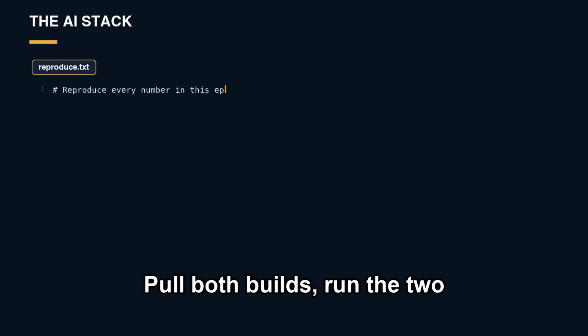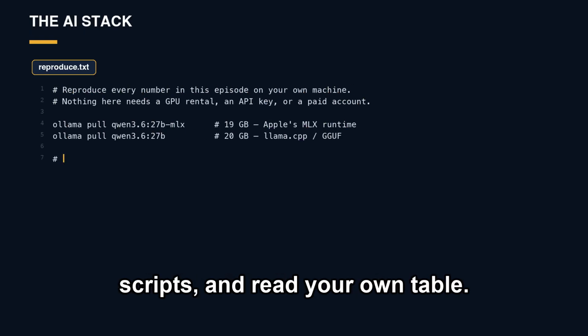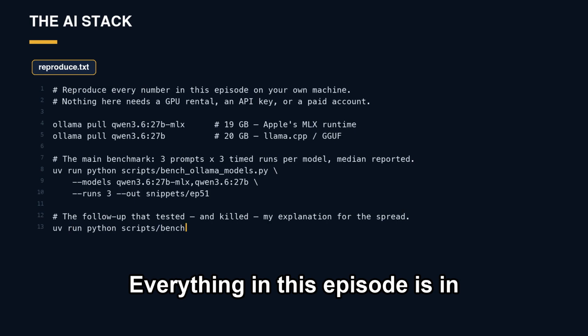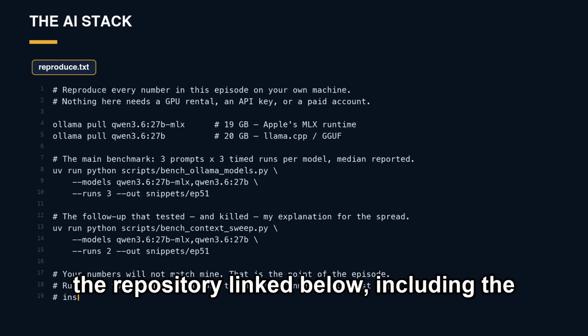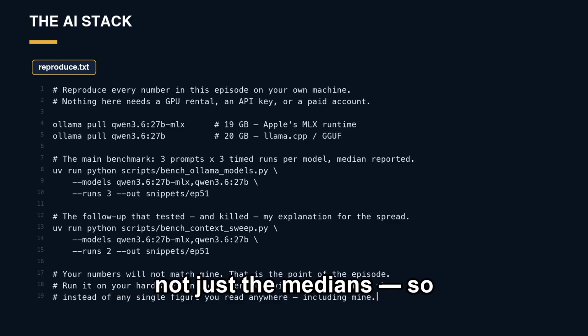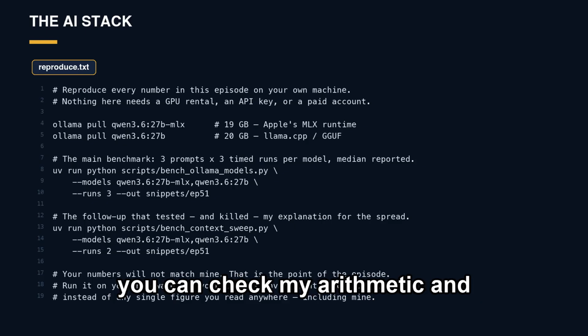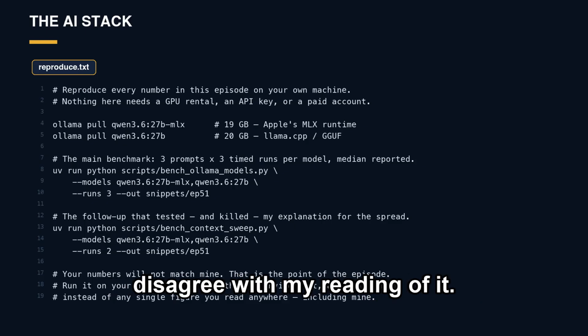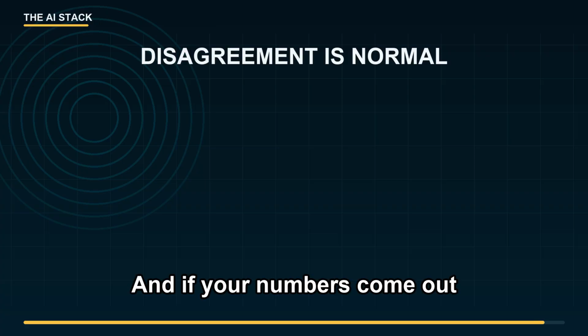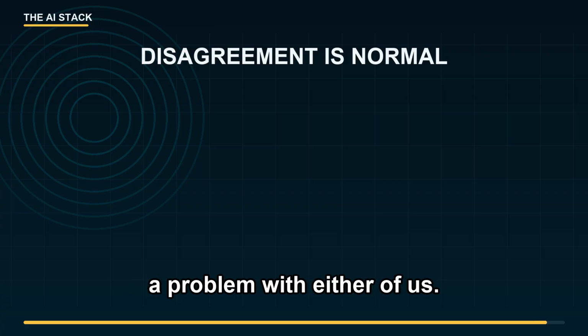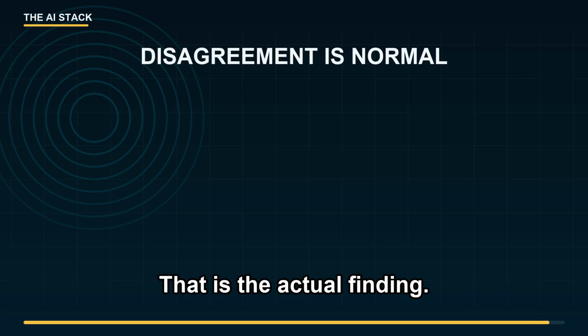Pull both builds, run the two scripts, and read your own table. Everything in this episode is in the repository linked below, including the raw JSON with every individual run, not just the medians, so you can check my arithmetic and disagree with my reading of it. And if your numbers come out different from mine, that is not a problem with either of us. That is the actual finding. That is the core of it.